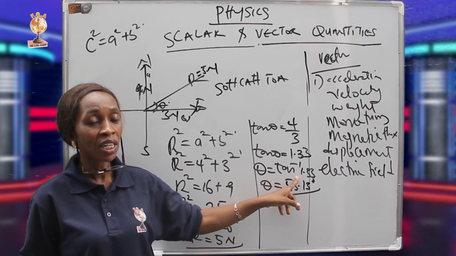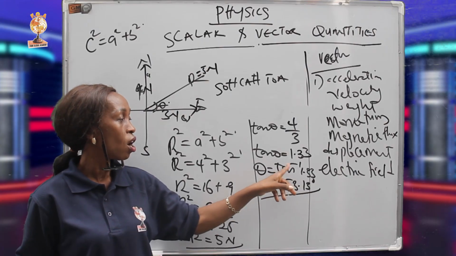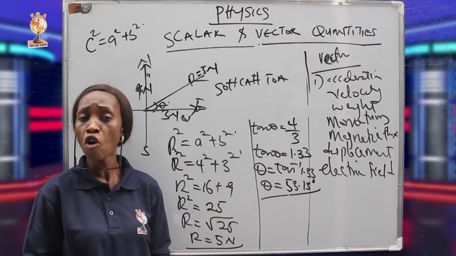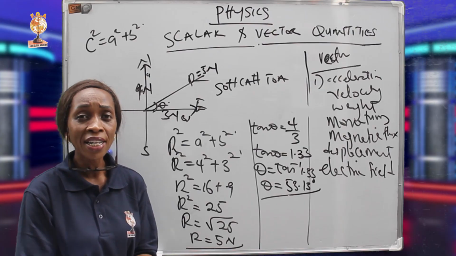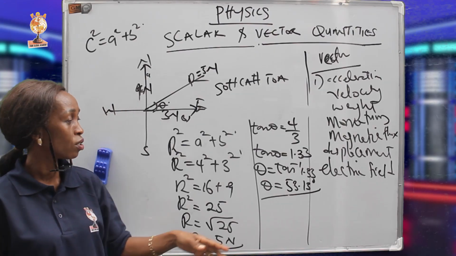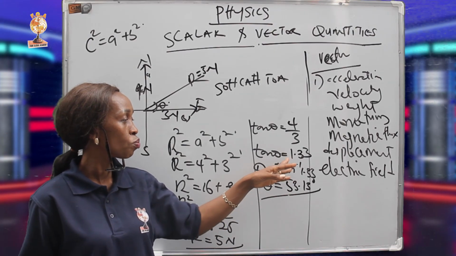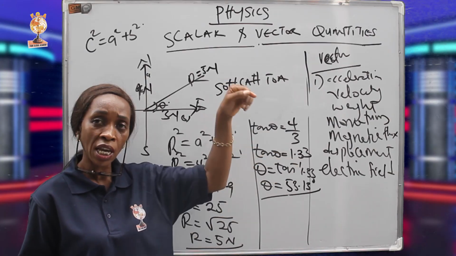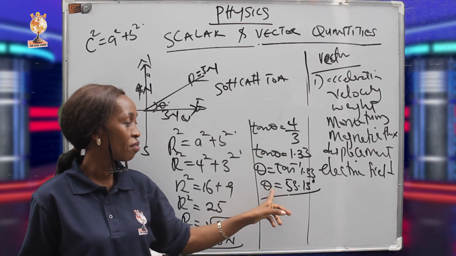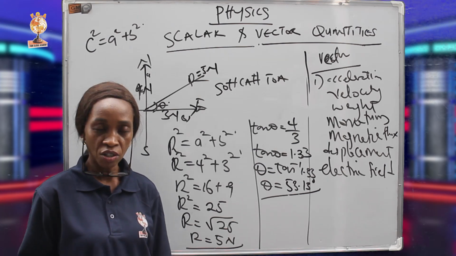So if you are a student and you're watching and you don't know how to look for your tan inverse, you can use your four-figure table to do that. But if you can't, and for easier purposes, you can use your calculator. All I need to do is press 1.33, second function, tan. I have my tan inverse and I'll have 53.13 degrees.